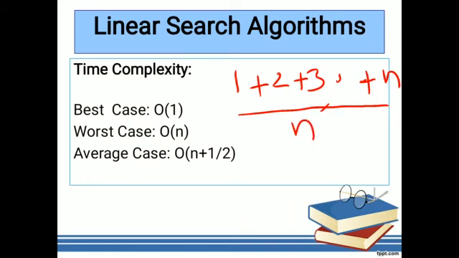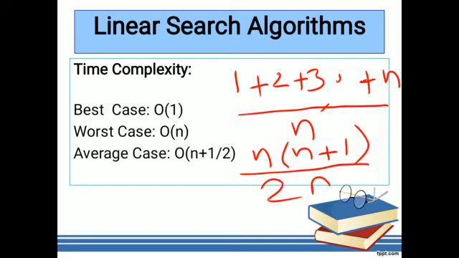And we have the formula for the sum of n numbers. What is the formula for the sum of n numbers? n into (n plus 1) by 2. And divided by n, so we write that over 2. The n in the denominator and the n in the numerator cancel each other. So now we have (n plus 1) by 2. That is the average time complexity of the linear search algorithm.